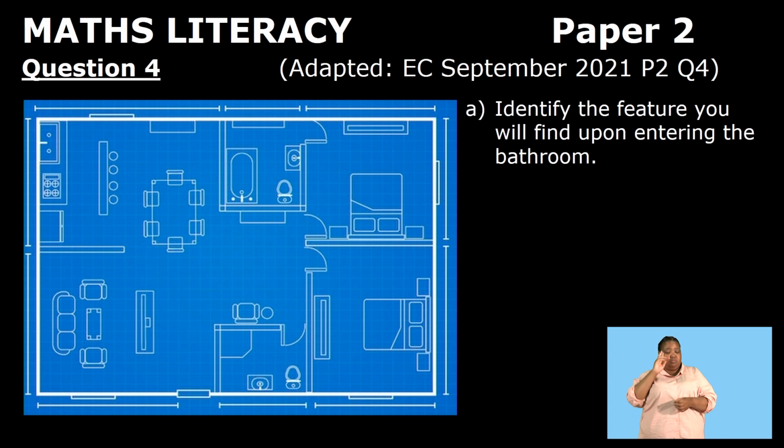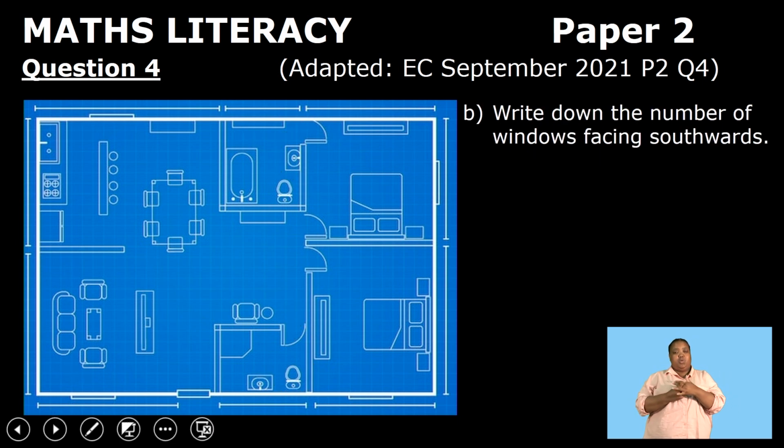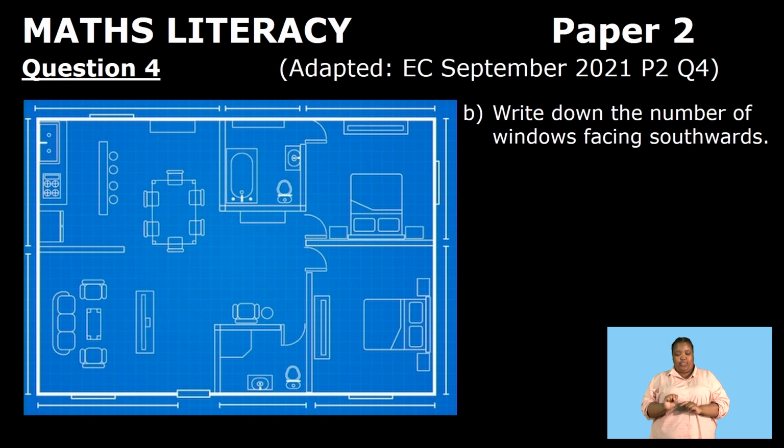So now there are 2 bathrooms. Usually they will specify which one, but in this case, because they didn't, let's look at both. If you enter this one, you will find the sink. And then if you enter from this one, you will find a toilet. So those are the 2 things that you will find upon entering the respective bathrooms. Write down the number of windows facing southwards.